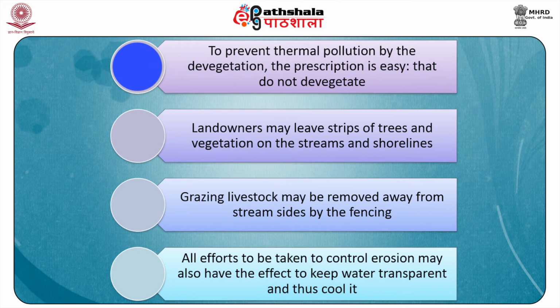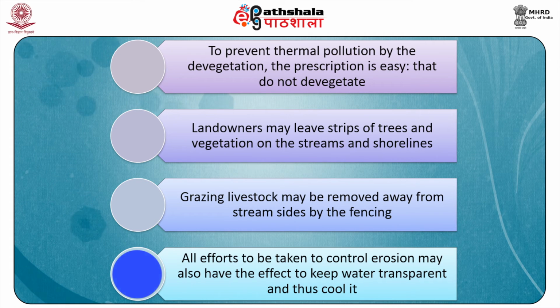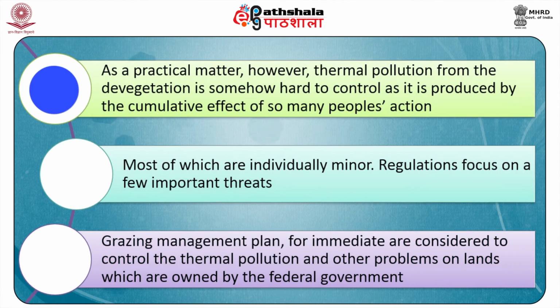To prevent thermal pollution by devegetation, the prescription is easy: do not devegetate. Landowners may leave strips of trees and vegetation on the streams and shorelines. Grazing livestock may be kept away from stream sides by fencing. All efforts taken to control erosion may also have the effect of keeping water transparent and thus cool. As a practical matter, however, thermal pollution from devegetation is hard to control as it is produced by the cumulative effect of so many people's actions, most of which are individually minor. Regulations focus on a few important threats.